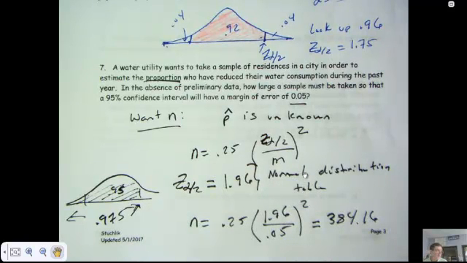Now, why is that wrong? You have to go to the nearest. You have to round up. I always round up, right? Because I always have to have enough, right? If I didn't round up, I would not have enough to have that margin of error.